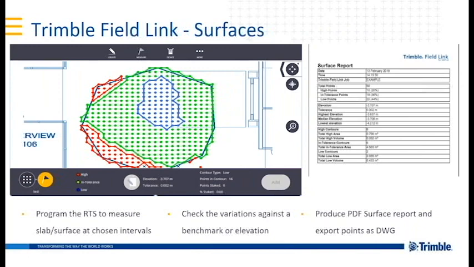This works on a vertical and horizontal basis, and effectively what you do is you select an area of a floor. You tell the instrument how many measurements, what intervals, how many points you want it to do. You set a benchmark or a datum line, and then it's going to produce this heat map for you. That's going to tell you what's in and out of tolerance.